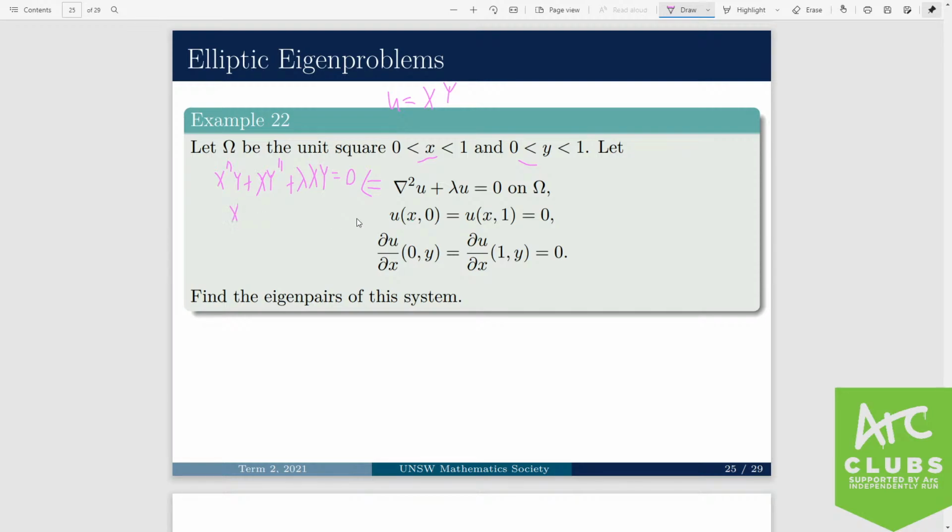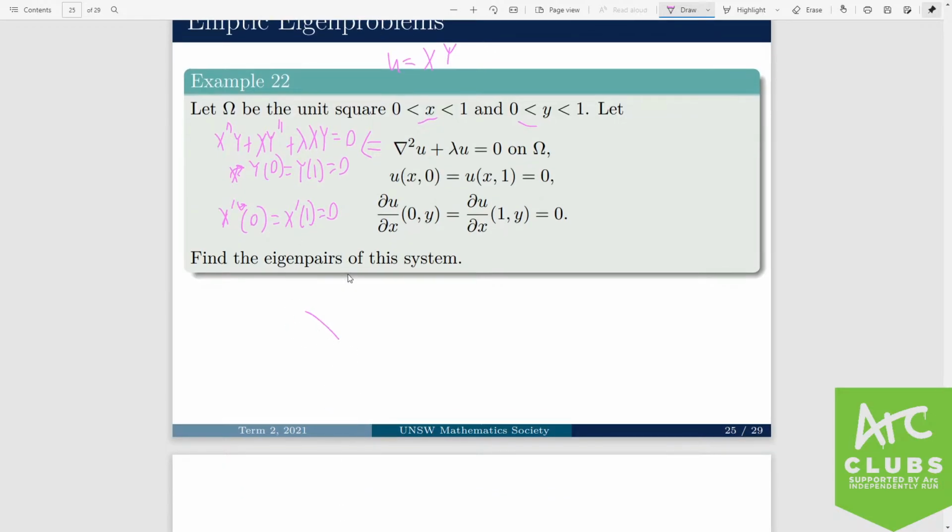So we have X(x)Y(0) equals 0. This is our boundary conditions for Y, so Y(0) equals Y(1) equals 0. Now here we have our partial with respect to x, so X', and these are essentially boundary conditions for X, except here we're using the first derivative, but it's still a boundary condition. So X'(0) equals X'(1) equals 0, and that's our problem.